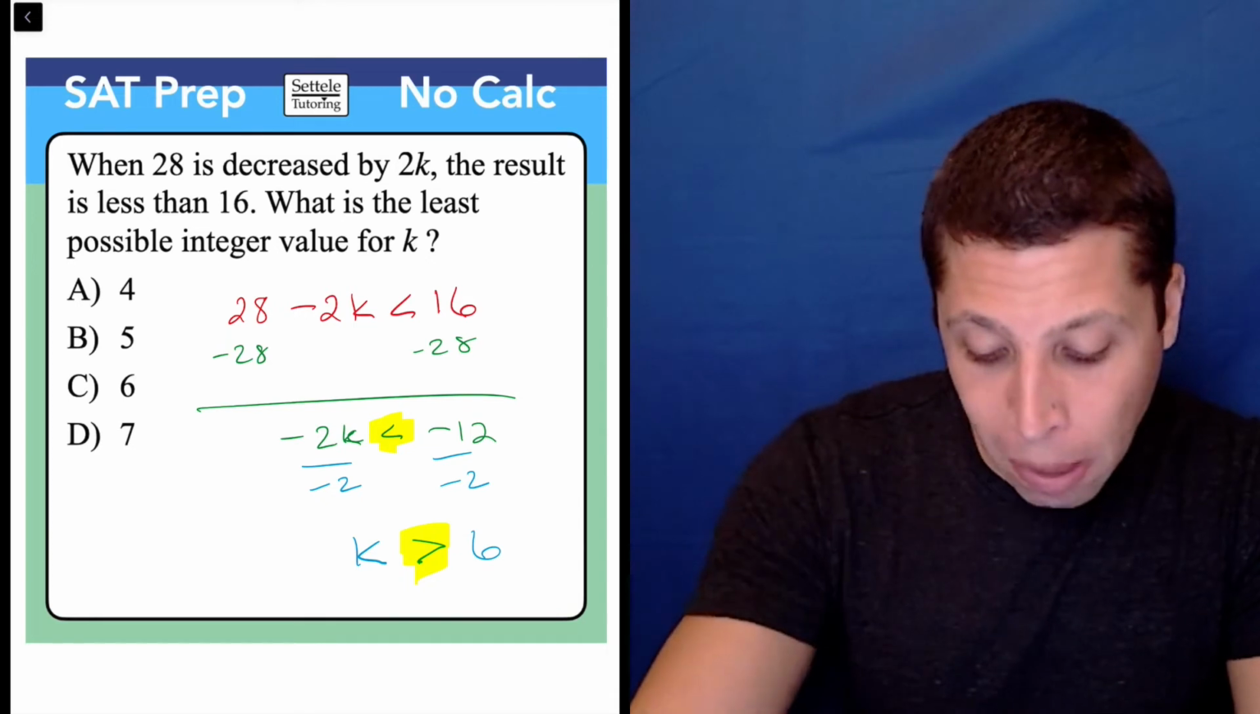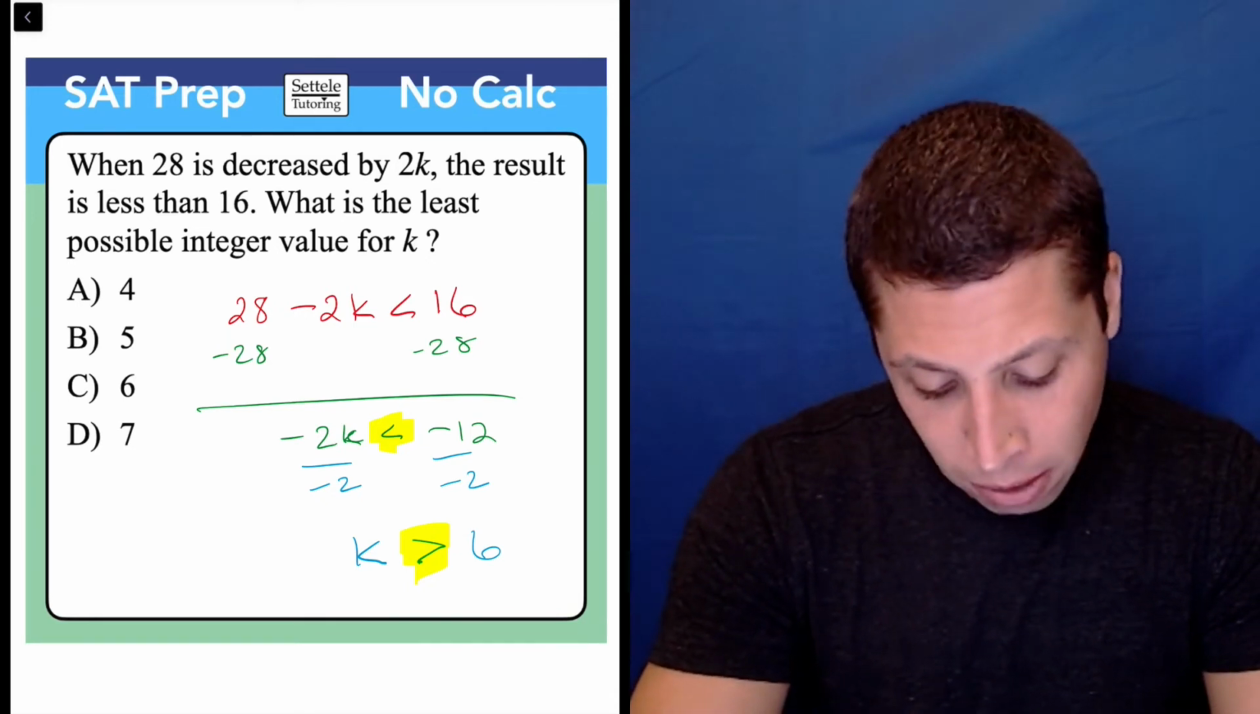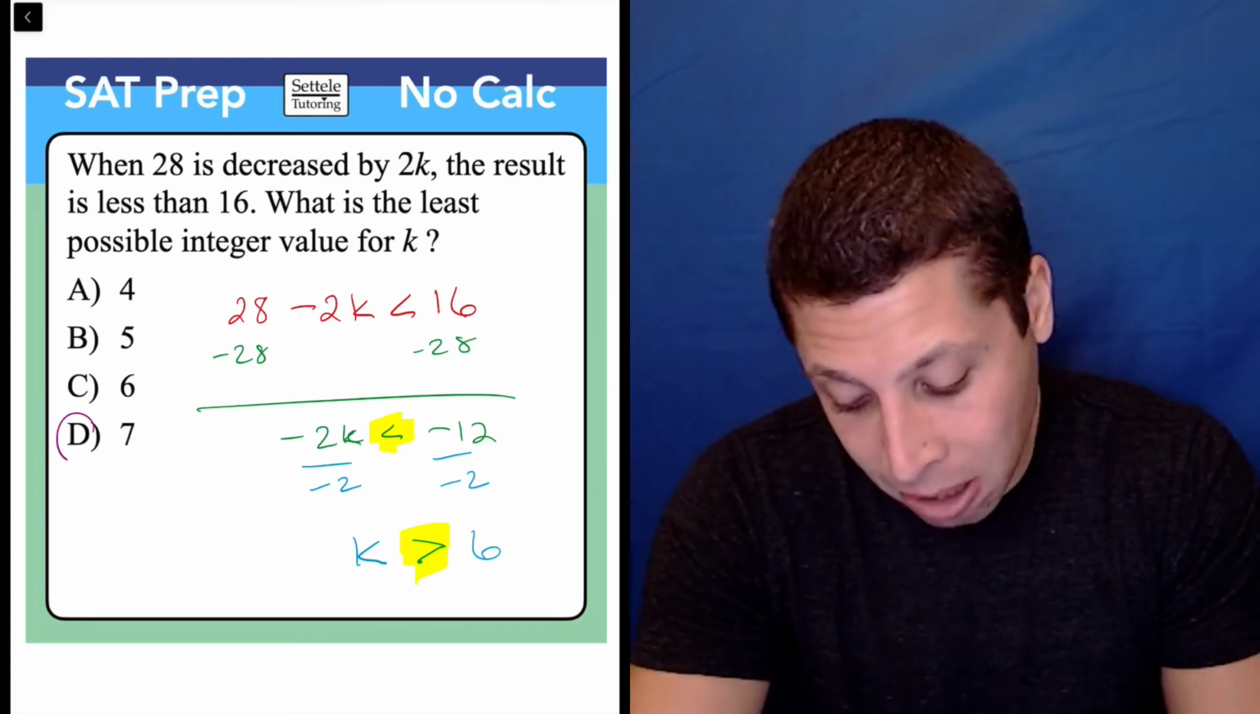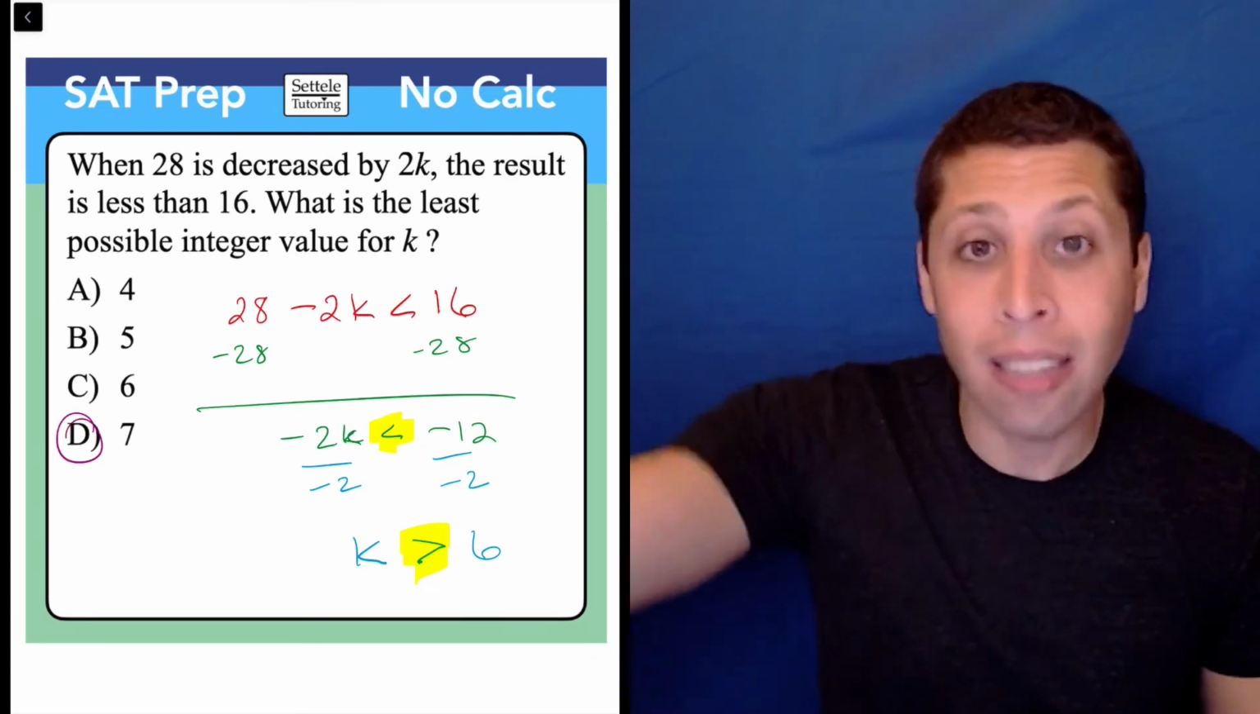So what is the least possible integer value for k? Well, if k is greater than 6, then it can't be 6, so it has to be 7, right? That's the next integer in the line.